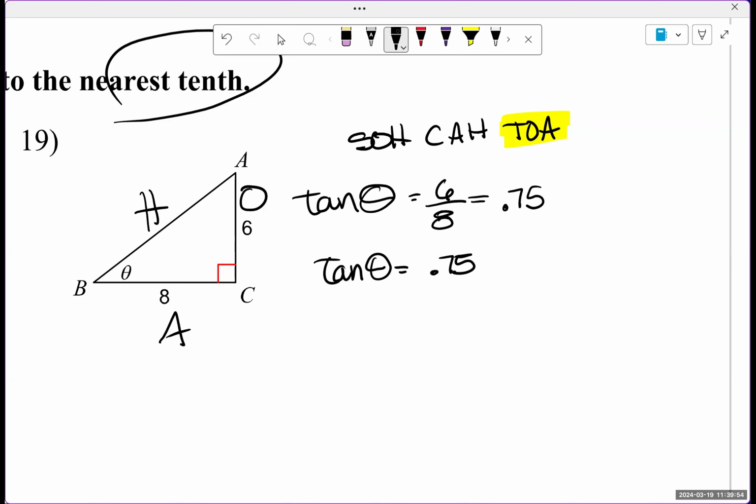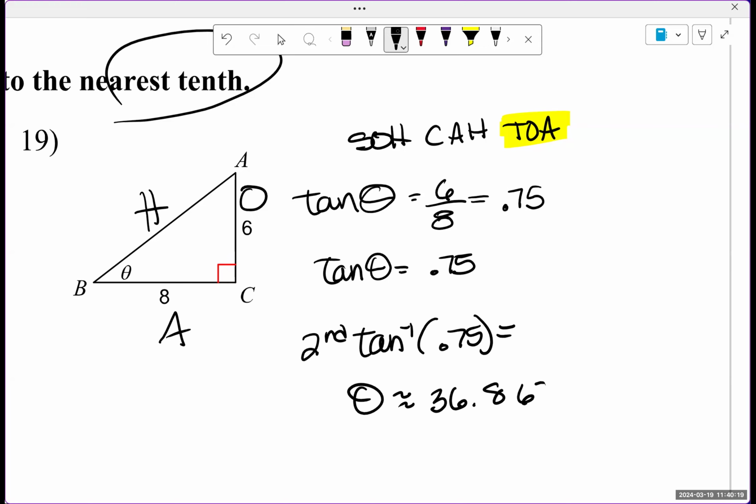So now I'm going to go second tangent, which gives me the inverse, of 0.75. I always close my parentheses. Theta is approximately equal to 36.869, so to the nearest tenth, approximately 36.9. That's all.